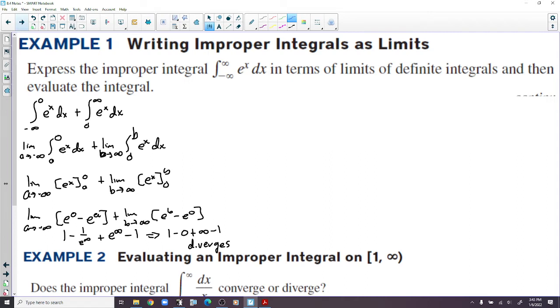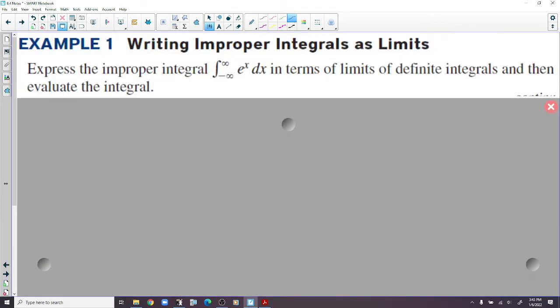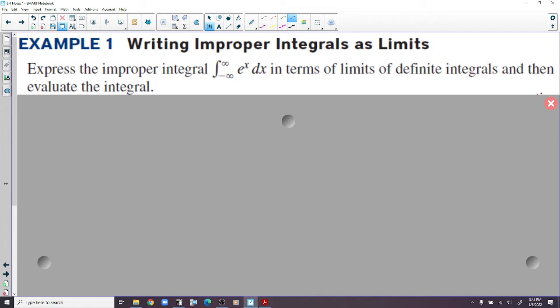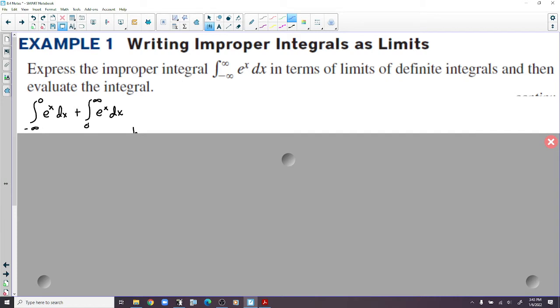What about negative infinity to infinity? Let's take a look at this step by step. Express the improper integral from negative infinity to infinity of e to the x dx in terms of limits of definite integrals, and then evaluate the integral. So we're going to write this in terms of limits. Well, first we're going to split this over 0. Now we could split it over any value we want, but 0 seems to be the easiest in most cases.